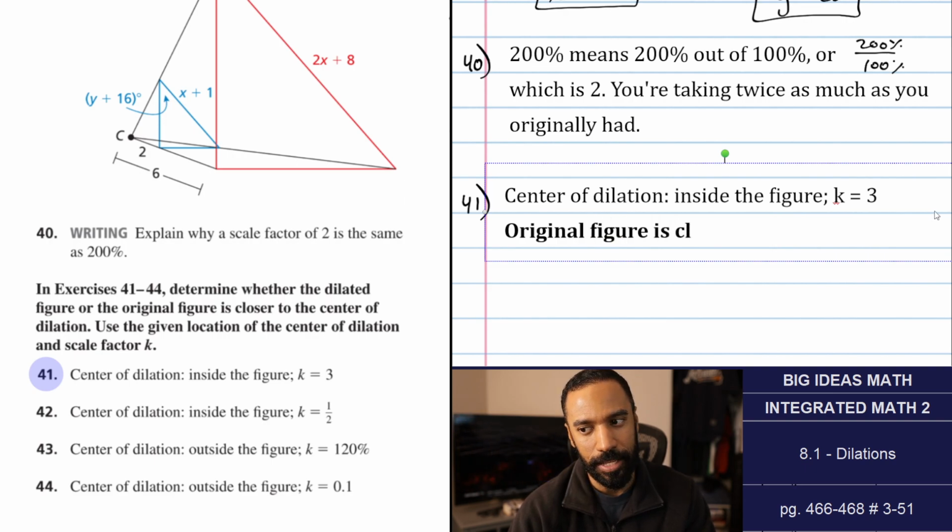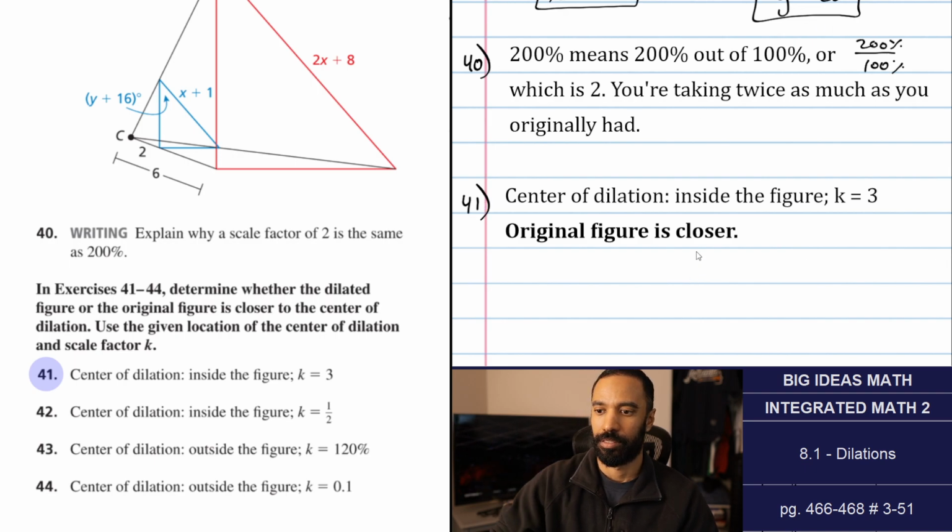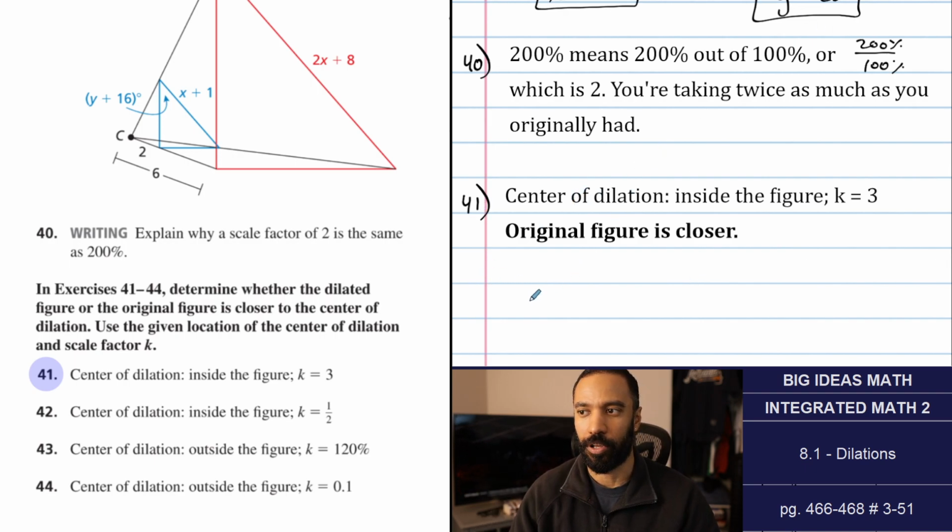Unless I'm missing something, the center of dilation has nothing to do with it. Why is the original figure closer? Because it's an enlargement. We enlarge farther out.